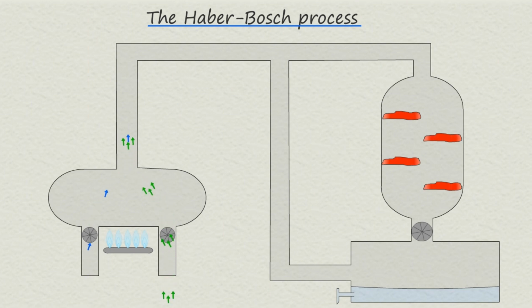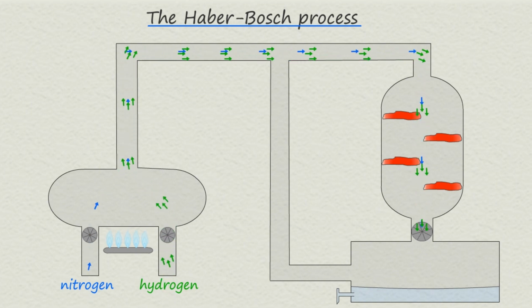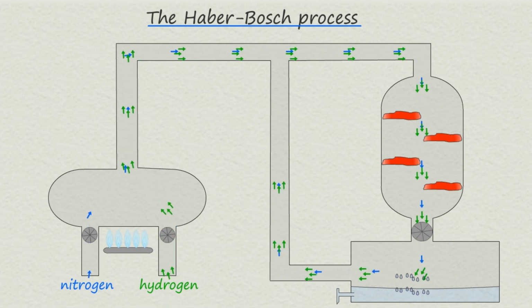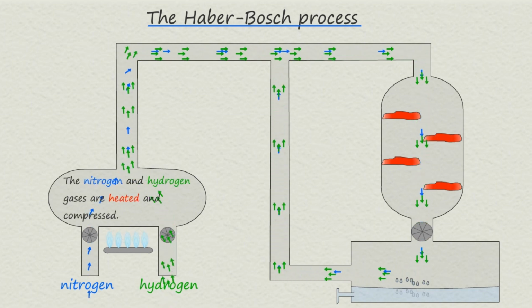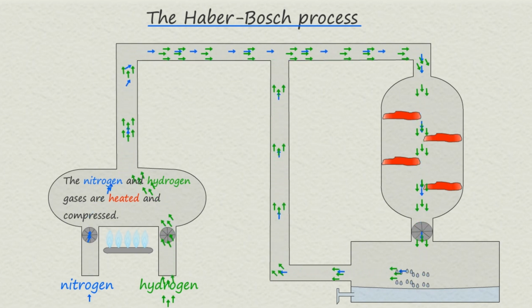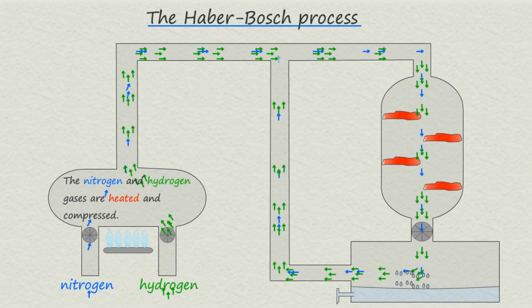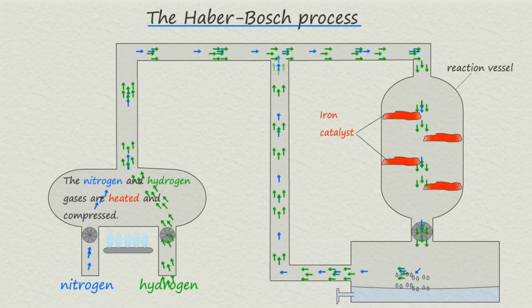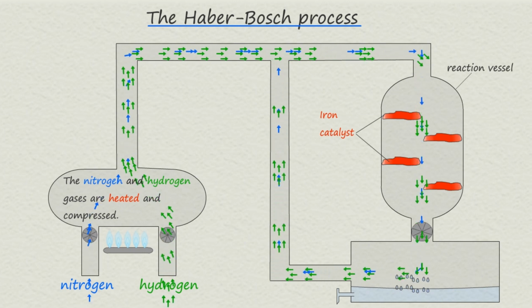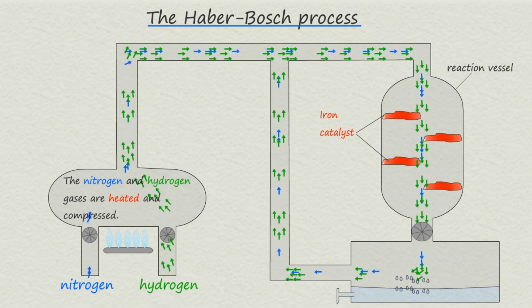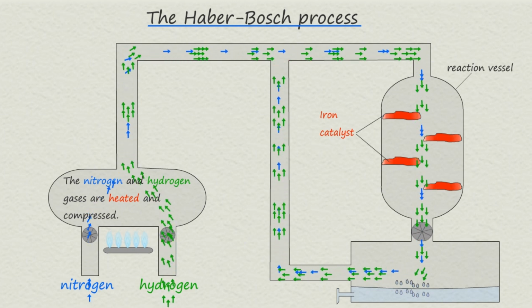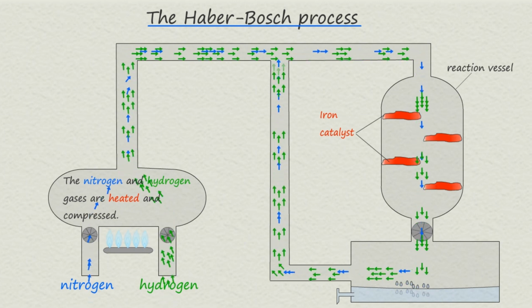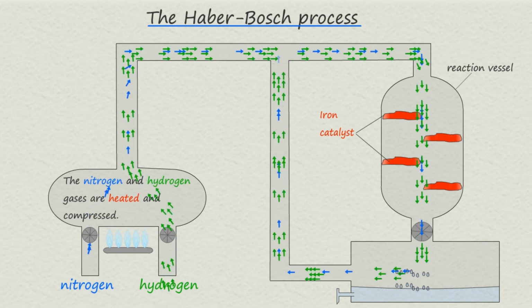The animation on screen shows a simplified version of the Haber process in operation. Now, at the start of the process, the nitrogen and hydrogen gases are mixed in the ratio of 1 part nitrogen to 3 parts hydrogen. These gases are then preheated to around 450 degrees Celsius and compressed to a pressure of around 200 atmospheres. This mixture of gases then enters the reaction chamber containing the hot iron catalyst. The nitrogen and hydrogen gases then react on the surface of the catalyst to form ammonia. A typical yield here is around 15% ammonia, with 85% of the nitrogen and hydrogen not reacting.